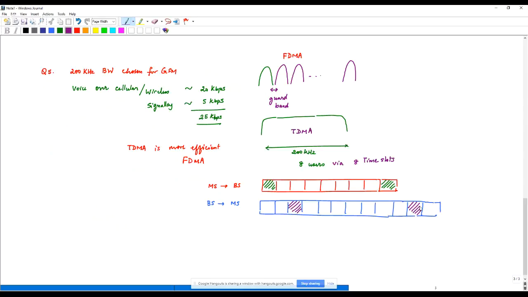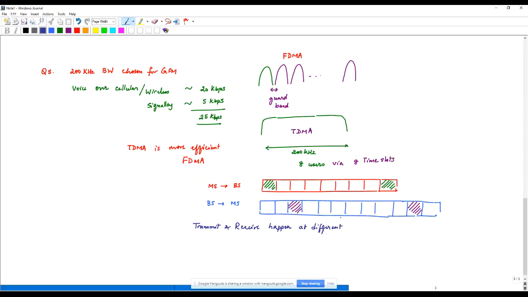Now notice the following aspects. This device does not transmit and receive at the same time. So transmit and receive happen at different time slots, happen at different times.